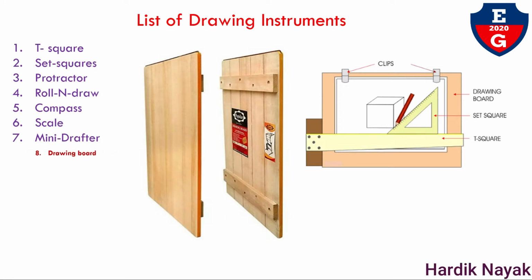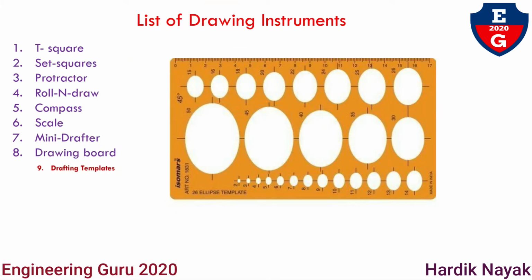So first, we are going to discuss the drawing board. The drawing board is rectangular in shape, made of wood and 25 mm thick. The surface of the board should be smooth and is used to keep the paper. One of the edges of the board is used as the working edge, on which the T-square is made to slide. Next would be drafting templates, which are time-saving devices used for drawing various shapes and standard symbols.